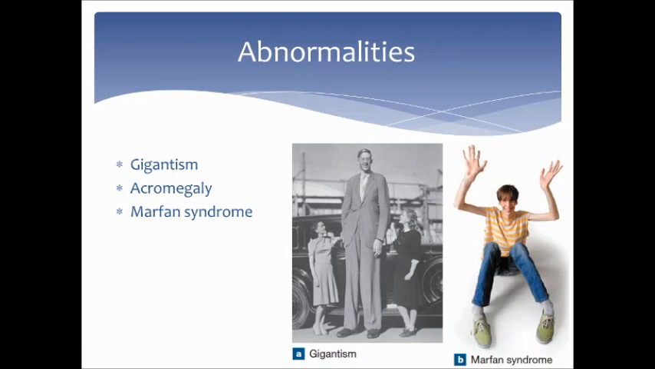Marfan syndrome is an increase in collagen synthesis or cartilage growth. Marfan syndrome we'll talk about in the future with other organ systems, but it can cause a lot of issues with other organs, specifically the heart, where it can cause too much elasticity in the aorta, resulting in an increased incidence of things like aneurysms.